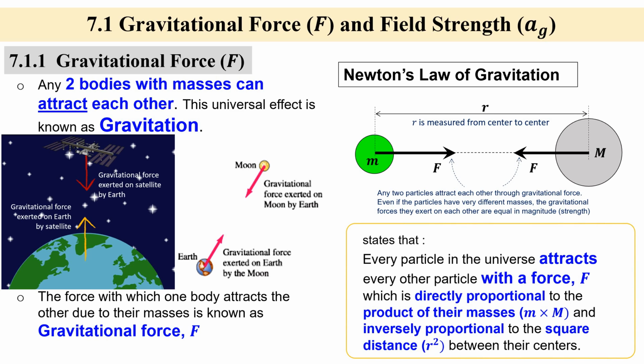So what is Newton's law of gravitation? Newton's law of gravitation states that every particle in the universe attracts every other particle with a force F, which is directly proportional to the product of their masses and inversely proportional to the square of the distance between their centers. To state Newton's law is the learning outcome of this topic. So remember, this is the statement of Newton's law of gravitation.